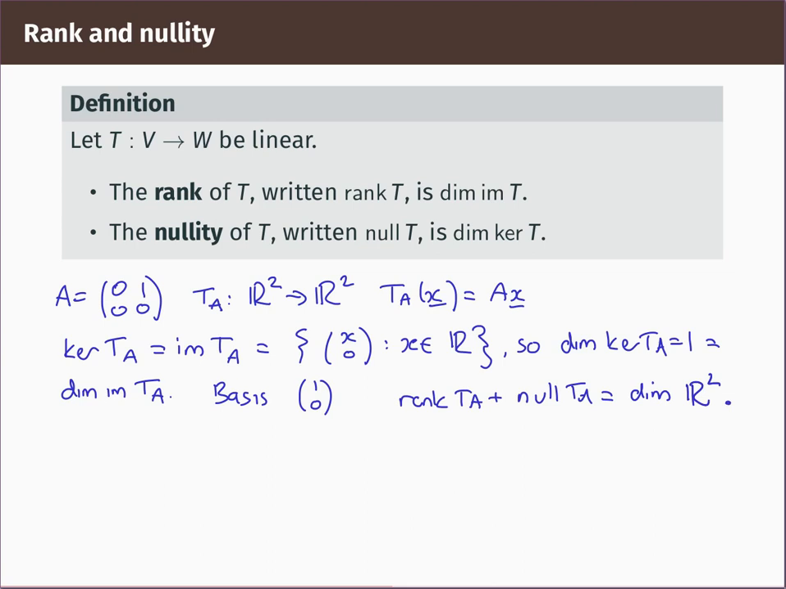Let's look again at another example we've seen recently, which was the differentiation map. So D was the map from R less than or equal to n of x to R less than or equal to n of x, given by D of a polynomial f is the derivative df by dx. Then we saw that the kernel of D was the space of all constant polynomials. So the kernel was a vector space of dimension 1 because it was spanned by the constant polynomial 1.